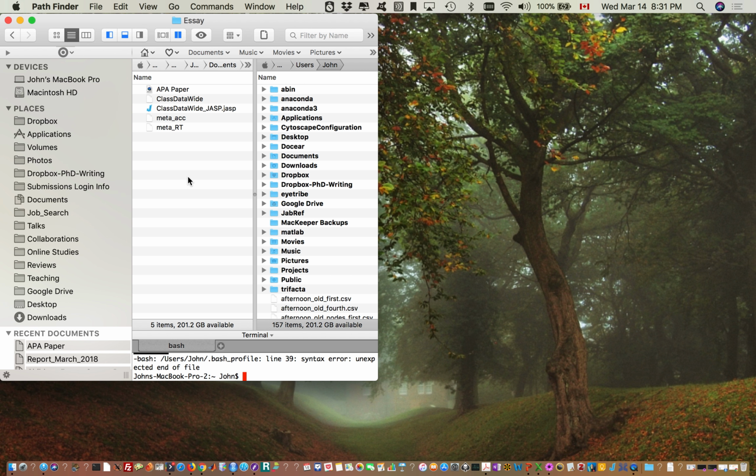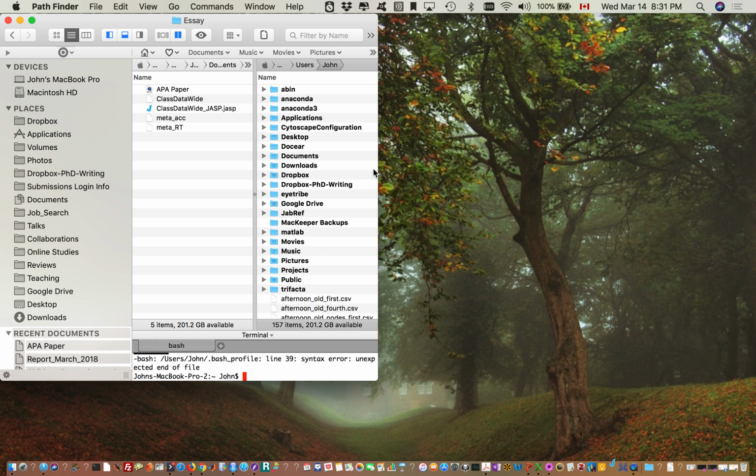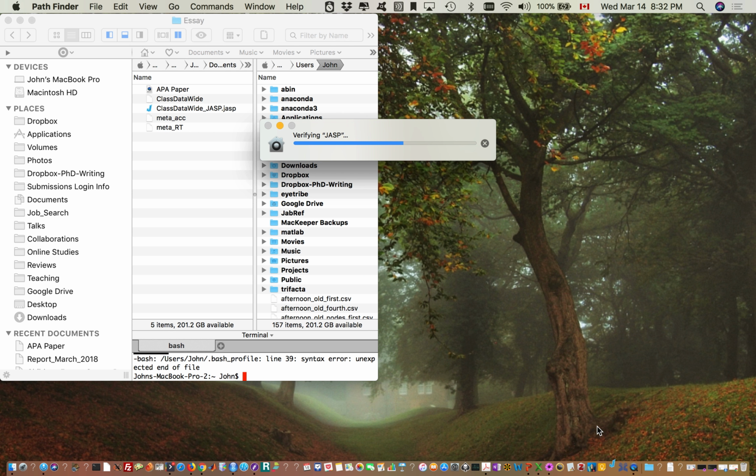Alright, so I've already installed it and I can type it in and it'll come up. And so that's what I'm going to do. JASP will open up. You can see it's bouncing up and down in the corner here. It's going to take a few seconds to actually verify and open JASP.